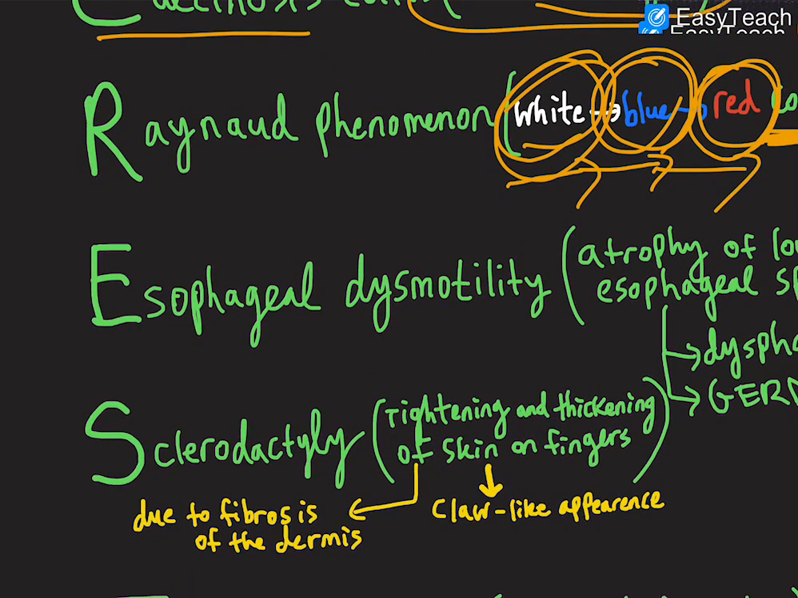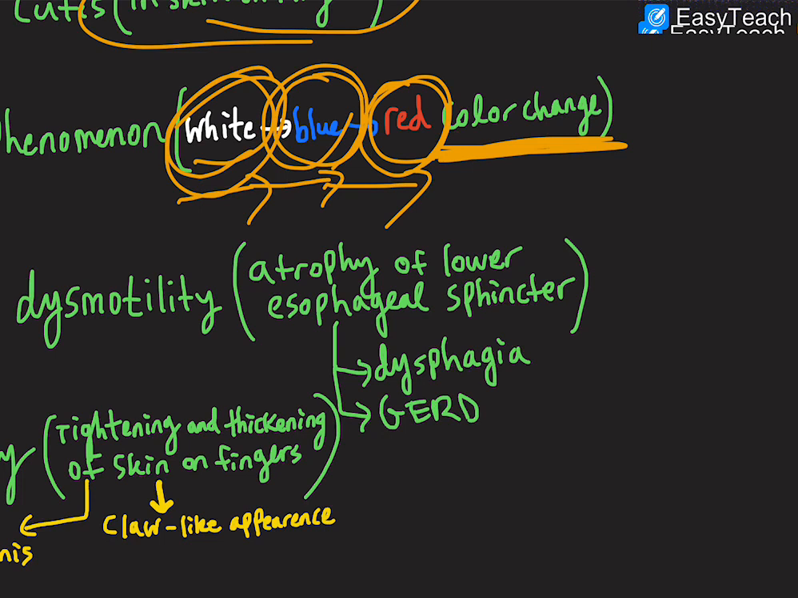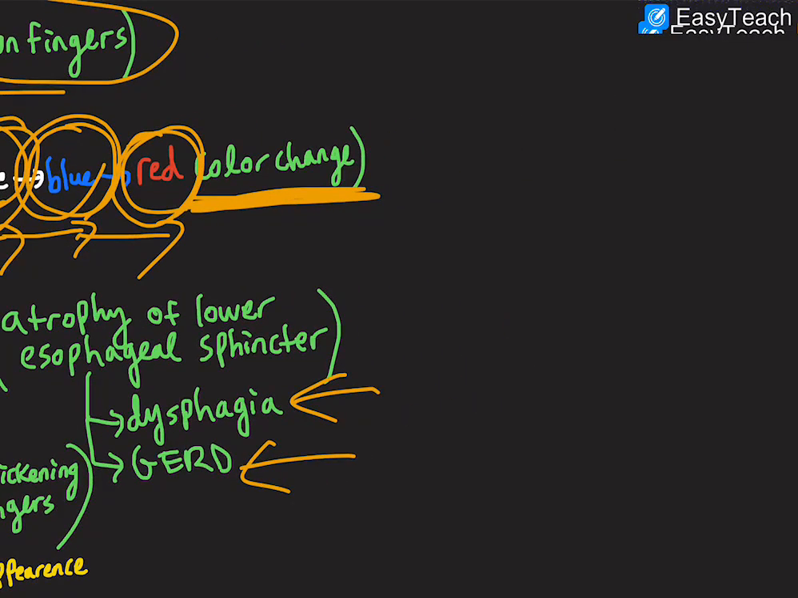E stands for esophageal dysmotility. Here, you see atrophy of your lower esophageal sphincter, which can lead to trouble swallowing and gastroesophageal reflux disease. If we draw your esophagus, let's say you get fibrosis and narrowing. If you get fibrosis of the walls, that can of course lead to overall trouble moving things down your esophagus, so you can imagine that can lead to trouble swallowing. And then if your lower esophageal sphincter gets atrophied.